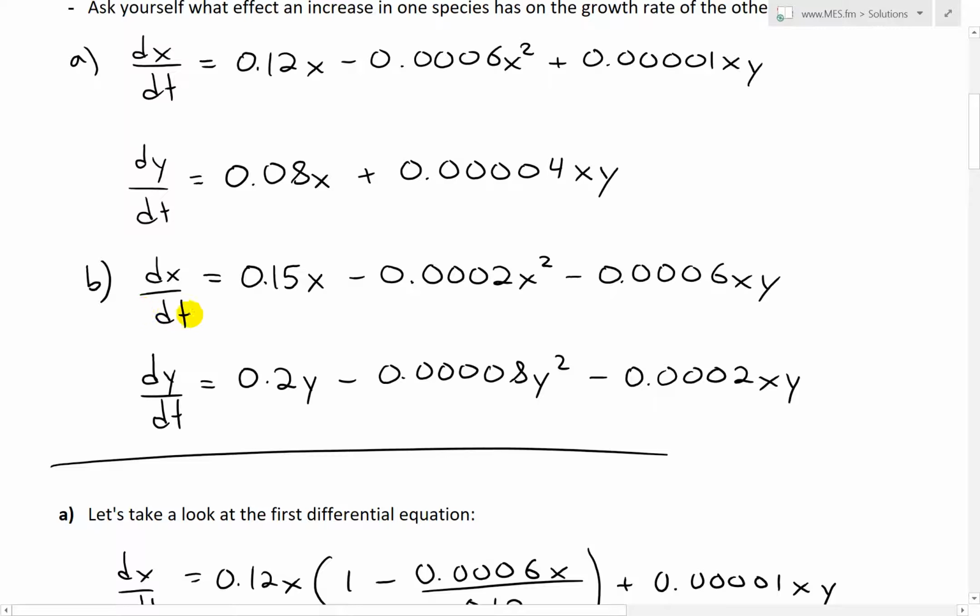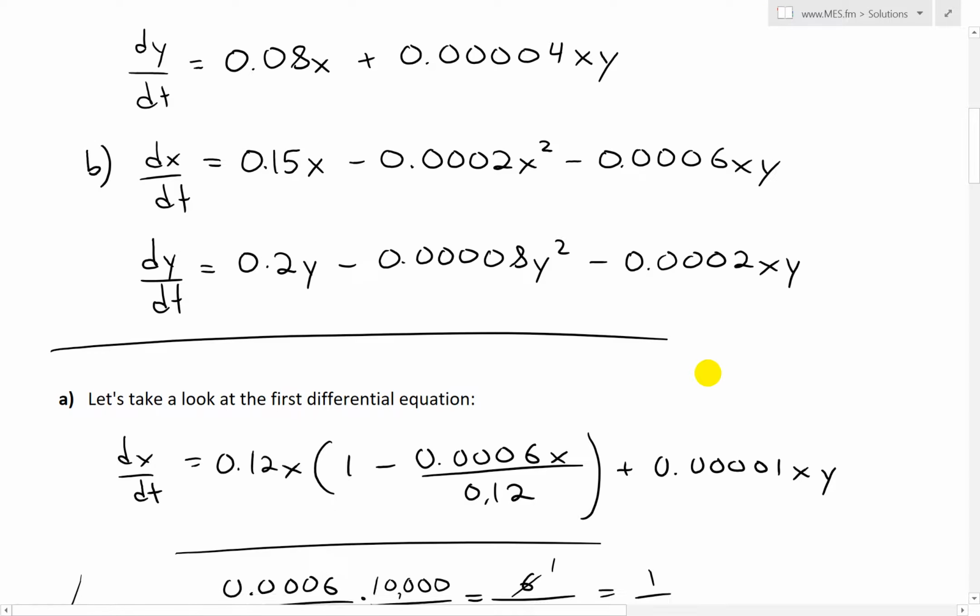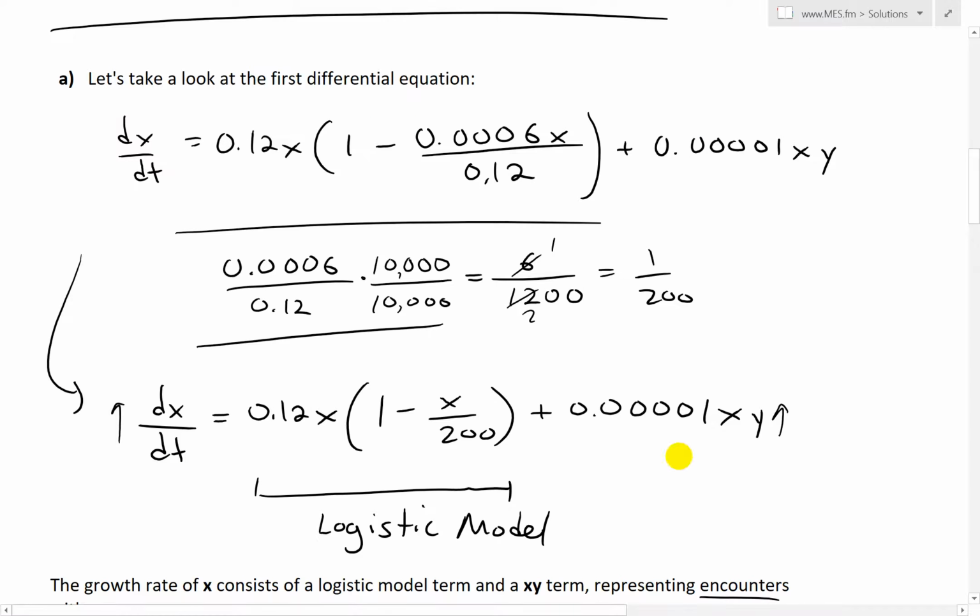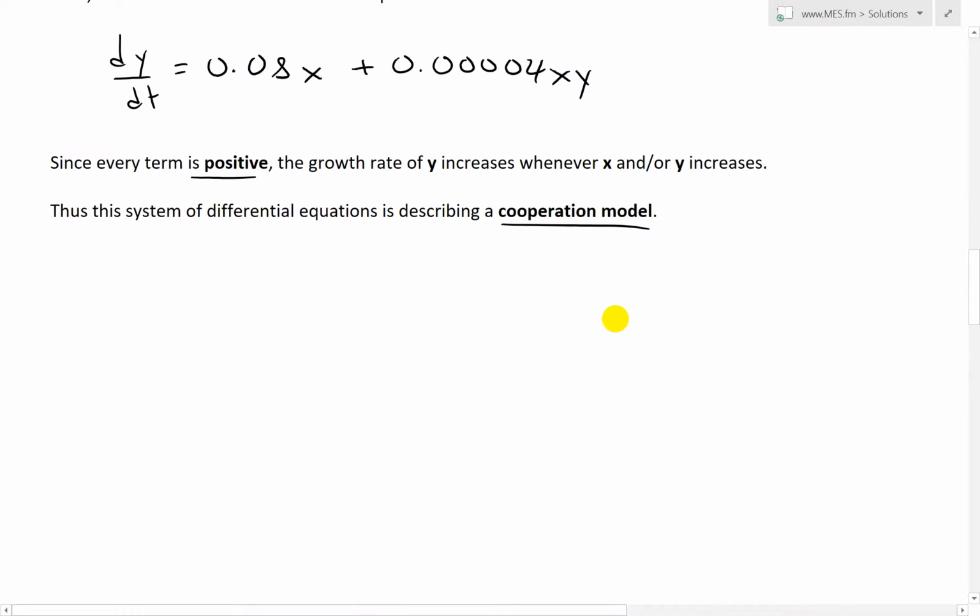In part B, the model is dx over dt equals 0.15x minus 0.0002x squared minus 0.0006xy, and then dy over dt, the growth rate of the y population, is 0.2y minus 0.00008y squared minus 0.0002xy. So again, let's start with the first term.